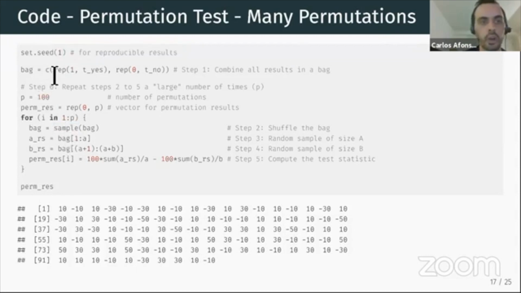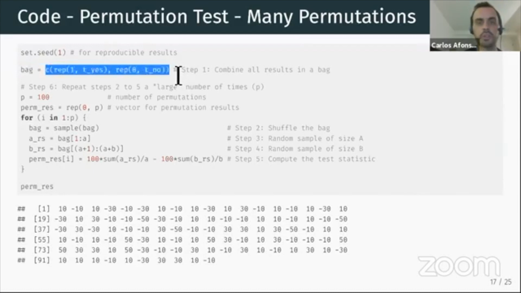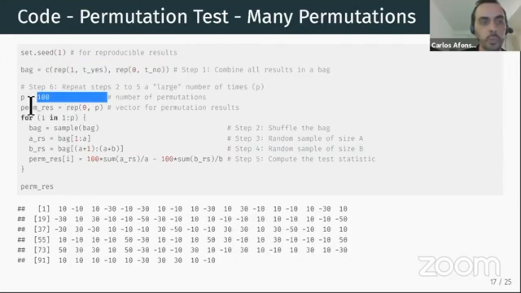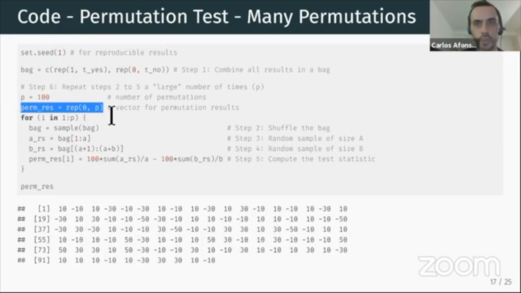So we can put again all the results of A/B testing in a bag. It's kind of our step one. Put all the results of both A and B in a single data set. I'm calling it a bag because we're going to resample the data from it. And our step 6 is going to be repeating steps 2 to 5, the ones that we did just before, of doing one permutation. We're going to do many permutations, and in this case we're going to do 100 permutations. So P is the number of permutations, and I'm setting here a vector of zeros where we're going to hold the results of those permutations.